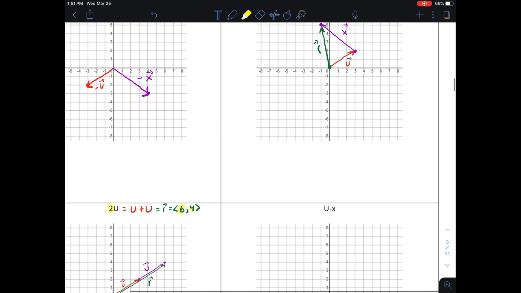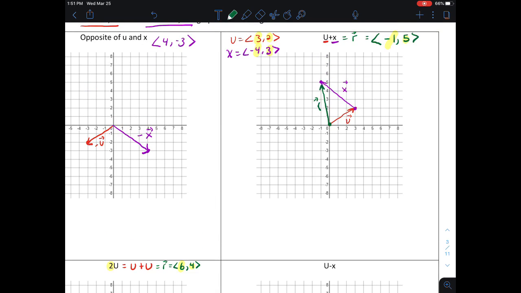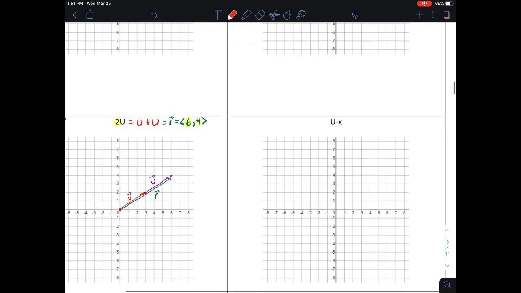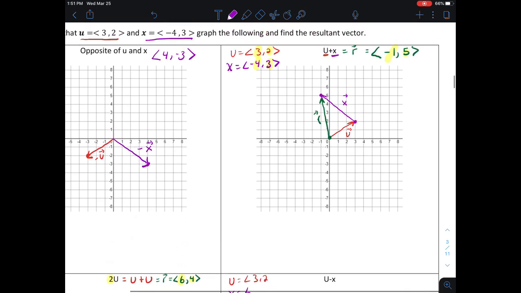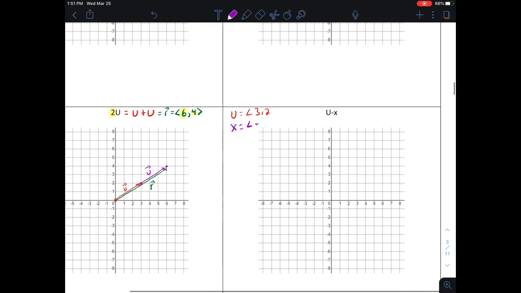One more operation would be subtraction. So let me write vectors u and x again. All right, so u is 3, 2. Vector x is negative 4, 3.